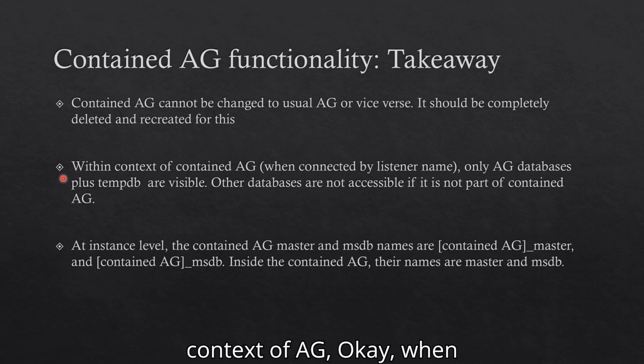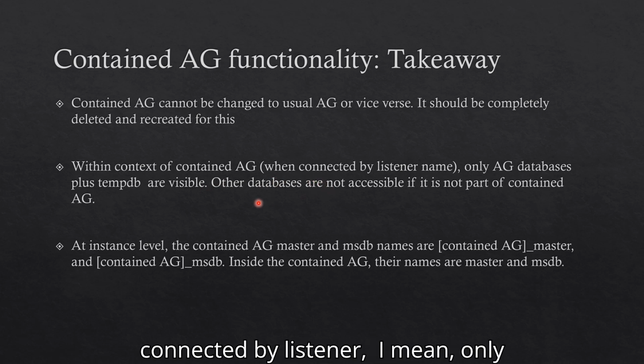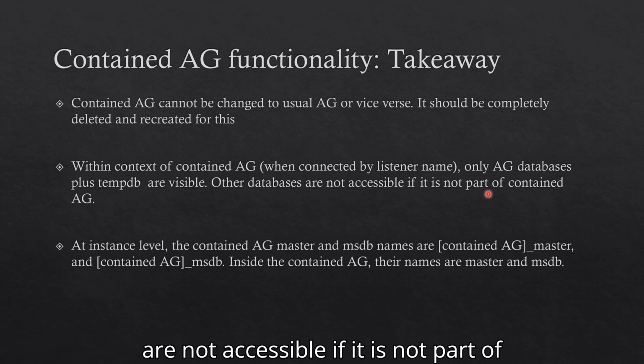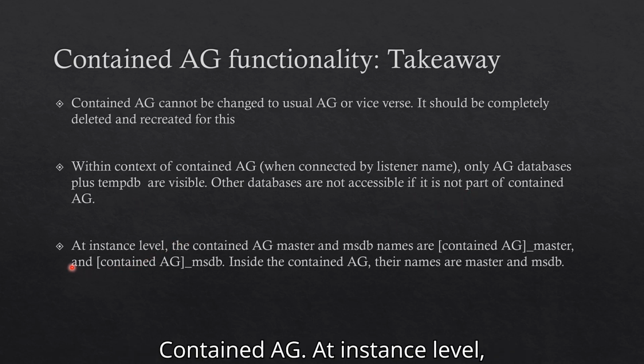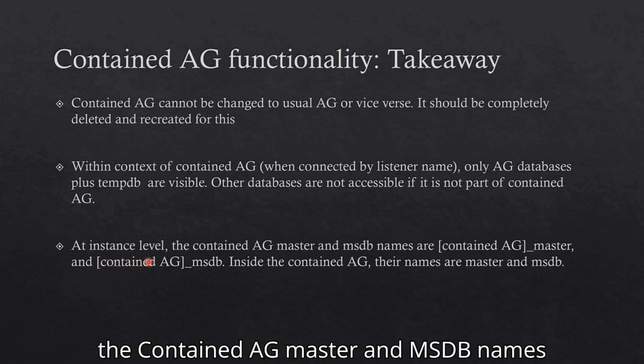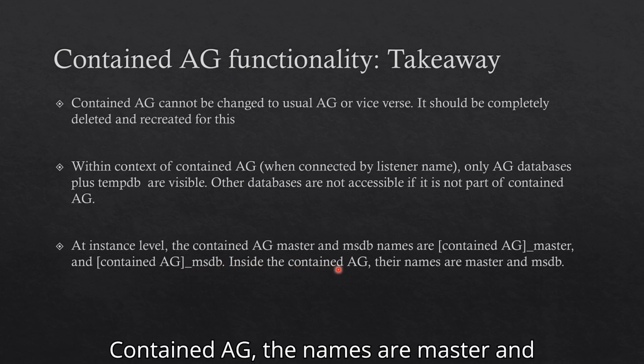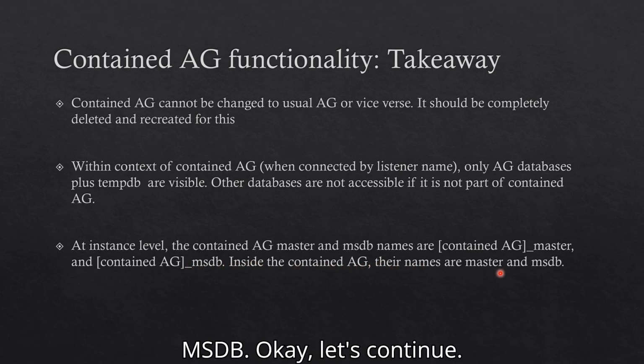Within the context of AG, when connected by the listener, only AG databases are visible. Other databases are not accessible if they are not part of the contained AG. At the instance level, the contained AG master and MSDB names are contained AG underscore master and contained AG underscore MSDB. Inside contained AG, the names are master and MSDB.